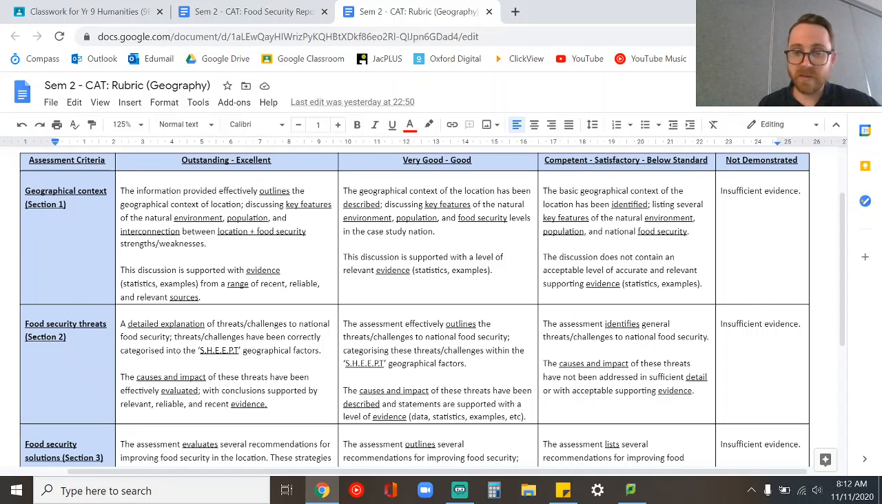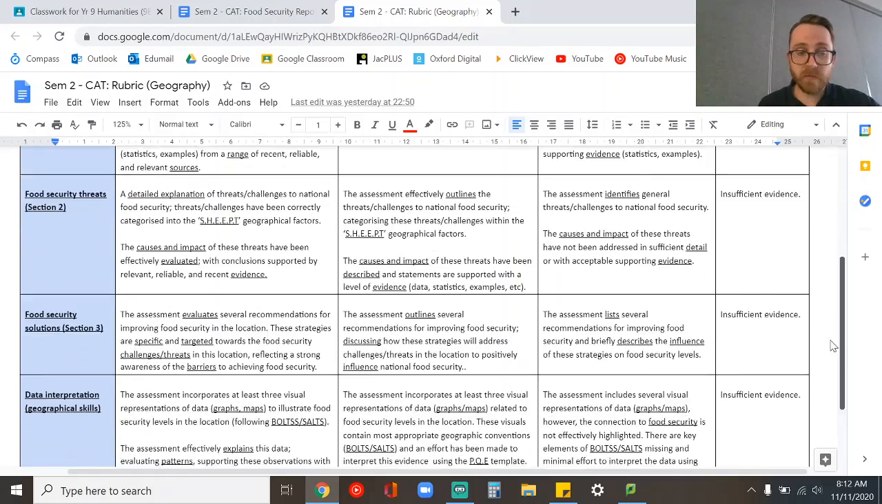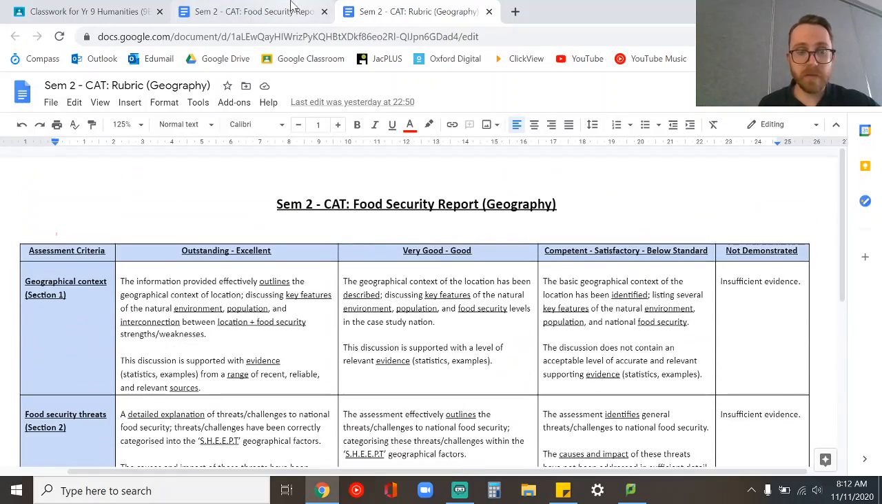And then, make sure that you've read through the rubric. If you have any questions about the rubric, please let me know. If you have any questions about the CAT, please let me know.